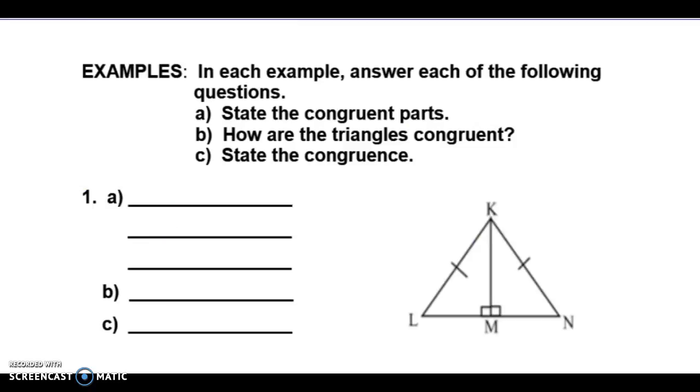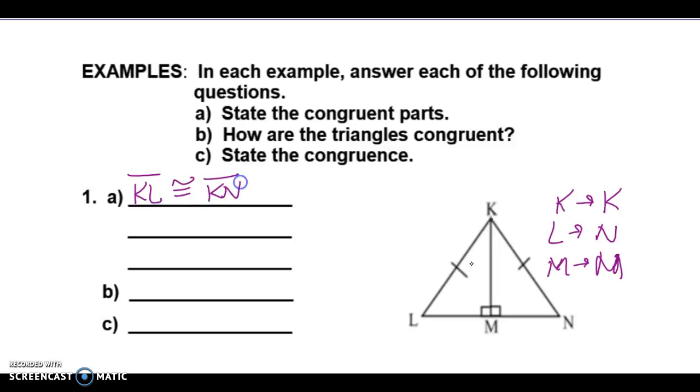So let's look at these examples. It says in each example, state the congruent parts. How are the triangles congruent? State the congruence, okay? So let's look at our congruent parts. The first thing I notice, I'm going to go ahead and write my corresponding parts. K corresponds to K, L corresponds to N, and M is going to correspond to M in this picture, in these two triangles. Okay, so I know that line segment KL is congruent to line segment KN because these two are marked. I also know these two right angles are congruent because they're both right angles.